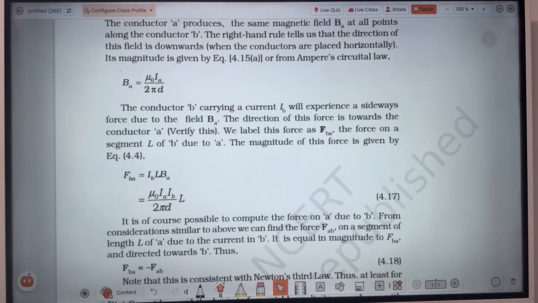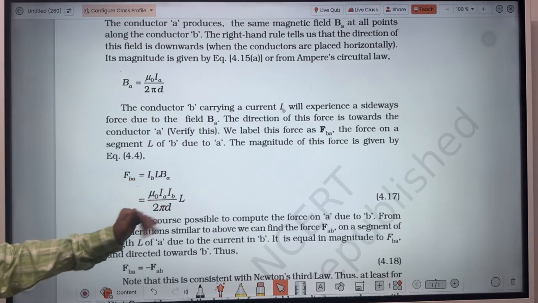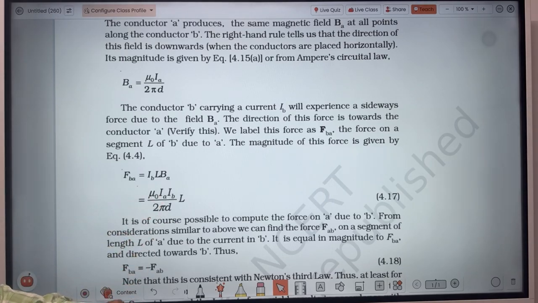I think you have understood. Now, we generally calculate F divided by L, so we will get force per unit length.